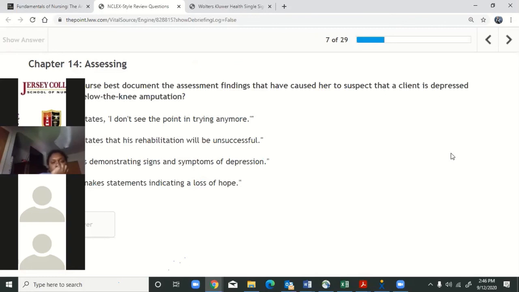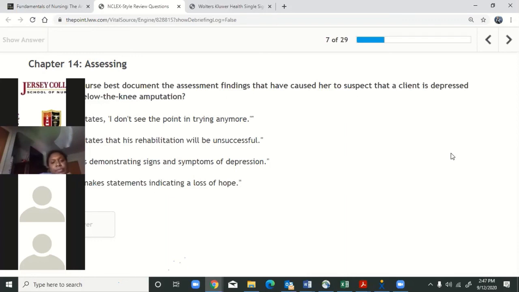How should a nurse best document the assessment findings that have caused her to suspect a client is depressed following his below-the-knee amputation? Okay, A says specifically what the client says. B says specifically what the client says. C is the nurse's interpretation, right? And she's not really specific in what the signs and symptoms are. D says the client makes statements indicating a loss of hope, but she doesn't say what those statements are.